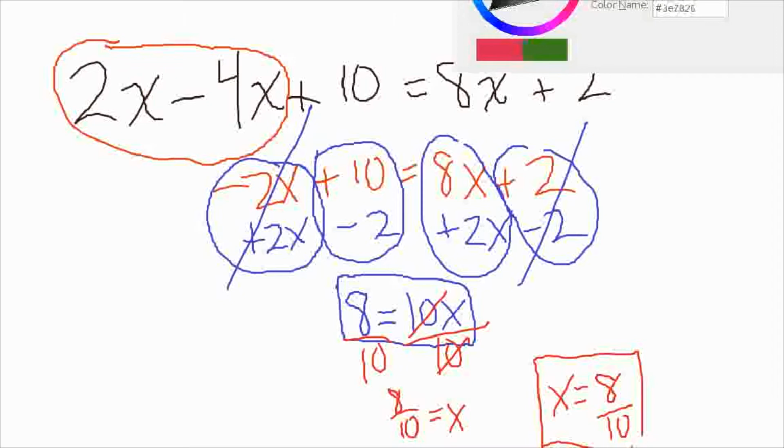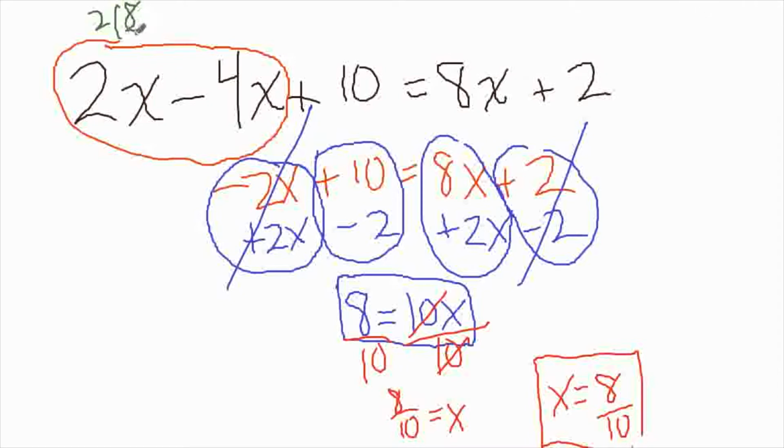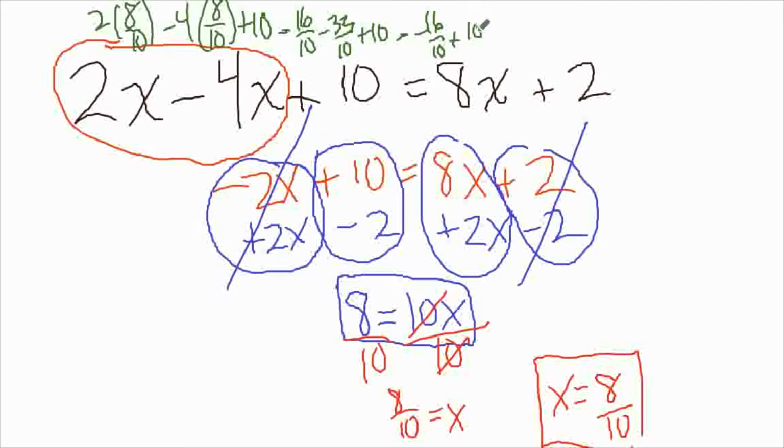So on the left side in green, I would have 2 times 8/10 minus 4 times 8/10 plus 10. So what would that give us? That would give us 16/10 minus 32/10 plus 10. That would give minus 16/10 plus 10, which would be minus 8/5 plus 10, which would be minus 8/5 plus 50/5, which is 42/5.